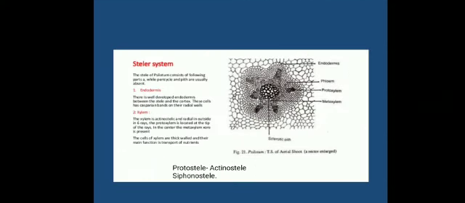You can see the stellar region of the aerial shoot. Here you can see the endodermis followed by phloem and xylem. Xylem has 6 rays here and 6 rays at the tip. You can see the protoxylem points followed by metaxylem. In the center there is a sclerenchymatous pith. So it is a type of actinostele, as here there is a central pith. It is called siphonostele.